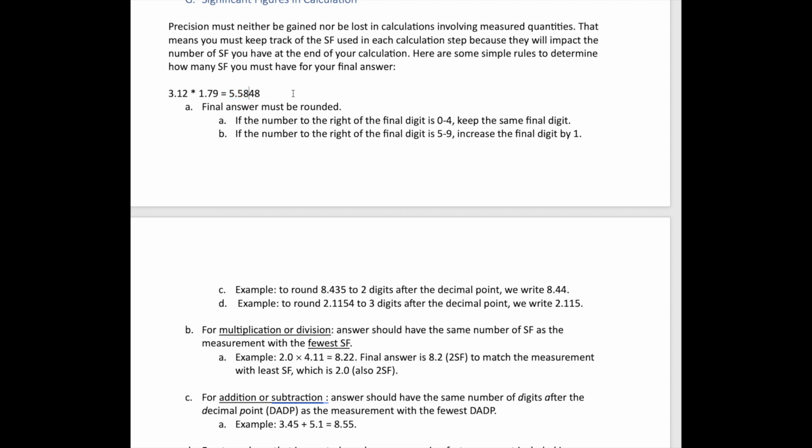So that means we need to cut our reported number just to that third digit right there. And we would write the number 5.5, and then we would have to round. Rounding depends on the next digit. I want to stop here on this 8, but I need to look at the next number, which is the 4. And there's this rule in math for rounding, which is that if that next digit is 0 to 4, you keep that same final digit. Since this is 4, you keep the 8. If the number to the right is 5 to 9, then you increase the final digit.